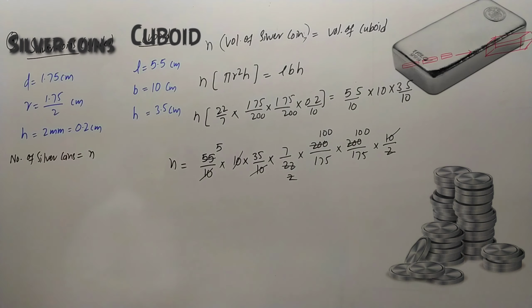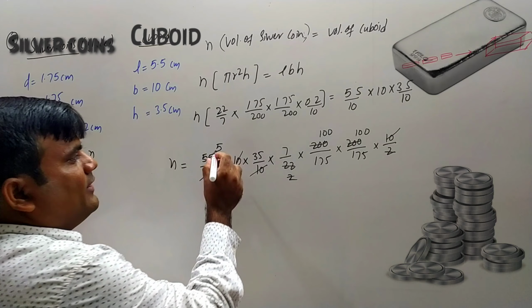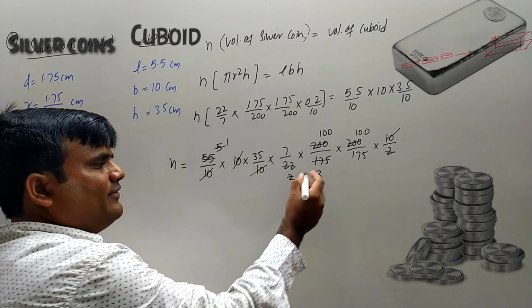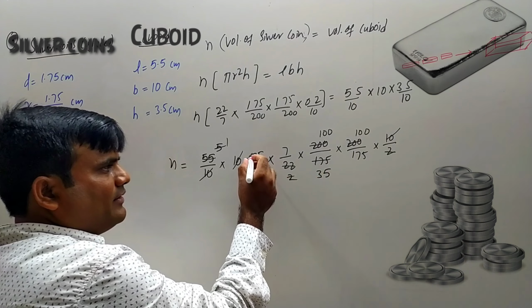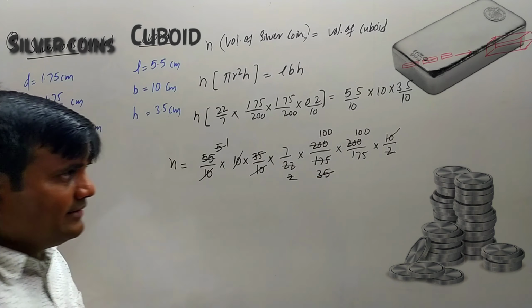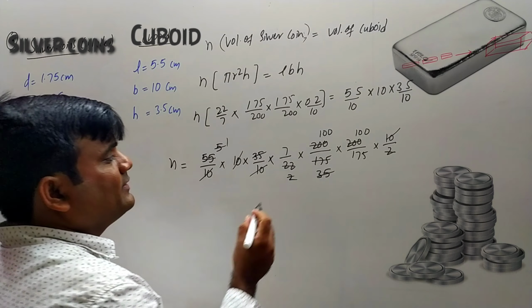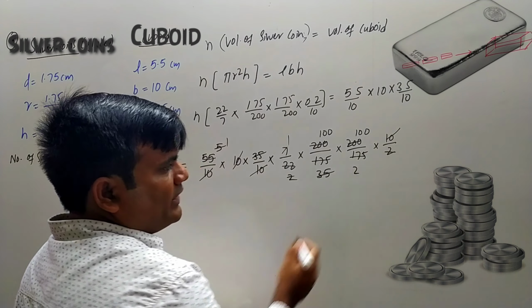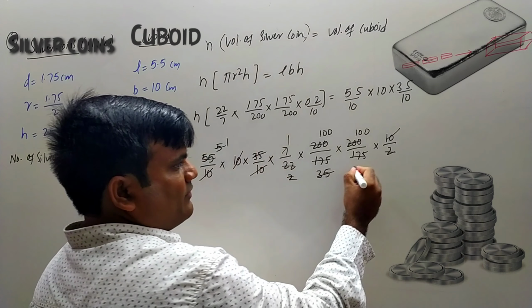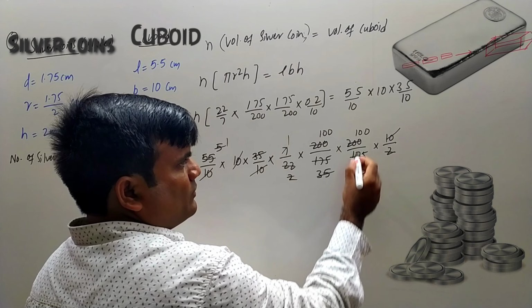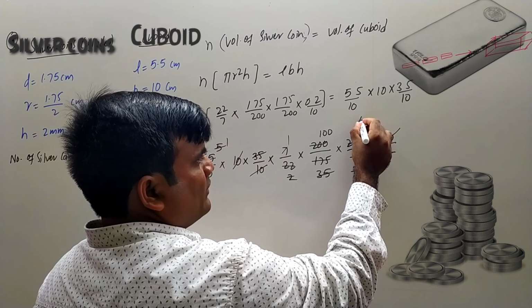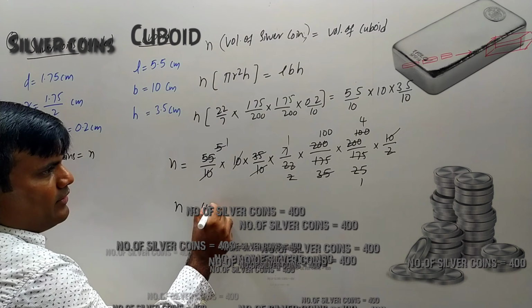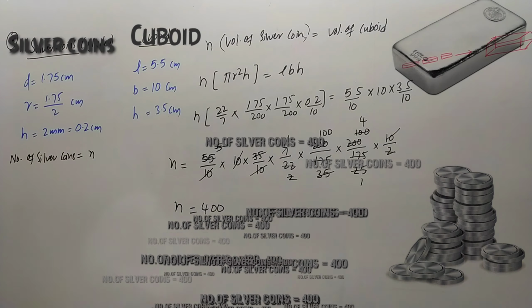So the remaining terms 100, 5 I'm cancelling, 5 ones are 5, 5 3s are 15, 25, 5 5s are 25. So here 35 cancelled. Next 7 and 175. 7 ones are 7, 7 2s are 14, 3 remainder 35, 7 5s are 35. So 125, 25 ones are 25, 25 4s are 100. So number of silver coins is equal to 100 into 4. So that is equal to 400 silver coins.